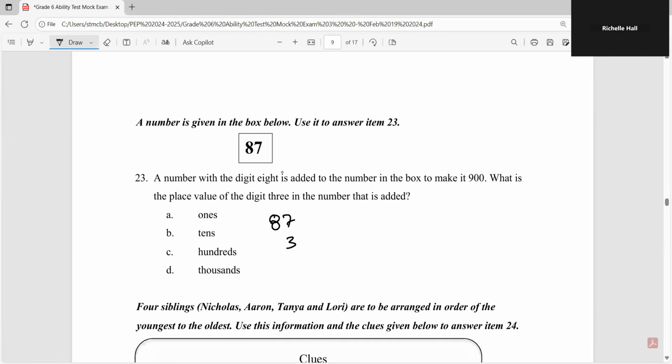It says a number with the digit 8 is added to the number in the box to make it 900. What is the place value of the digit 3 in the number that is added? Okay. Oh, so that alone I use to judge it.